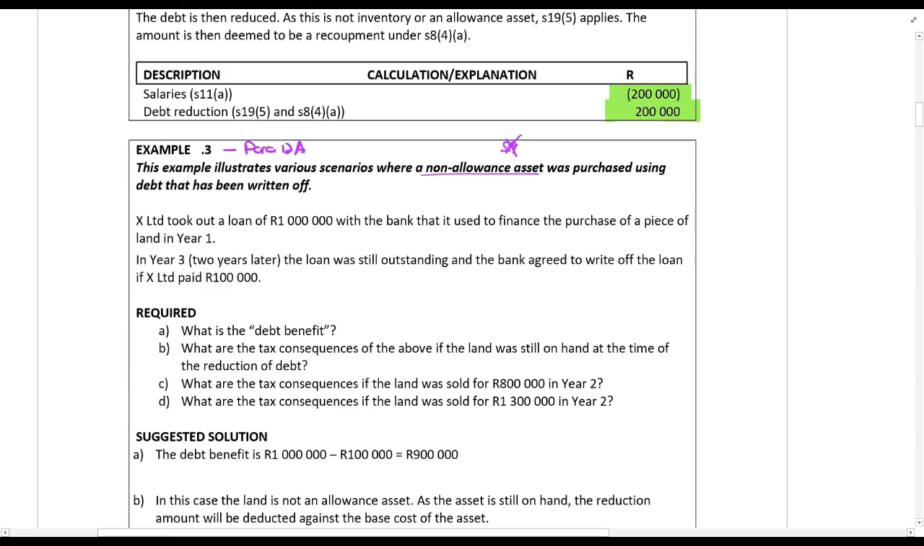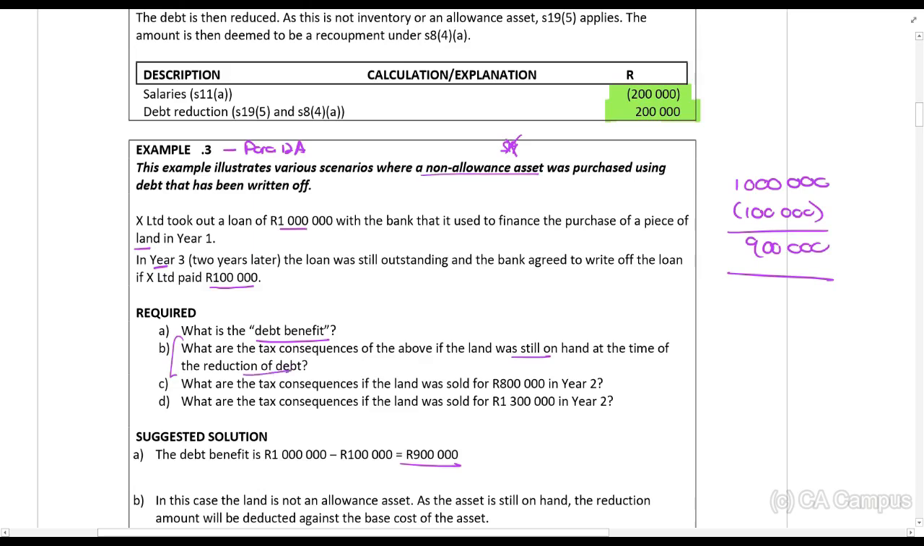Okay, so X Limited took out a loan of R1 million to buy a piece of land. In year 3, 2 years later, they agreed to write off the loan if X Limited paid 100,000 rands. So they're saying, you owe us R1 million, if you pay us 100,000 rands, we'll write it off. So basically, the debt benefit is 900,000 rands, which is the first question. Then I ask you, what are the tax consequences if the land was still on hand at the time of the reduction of debt? The base cost of this land is R1 million.